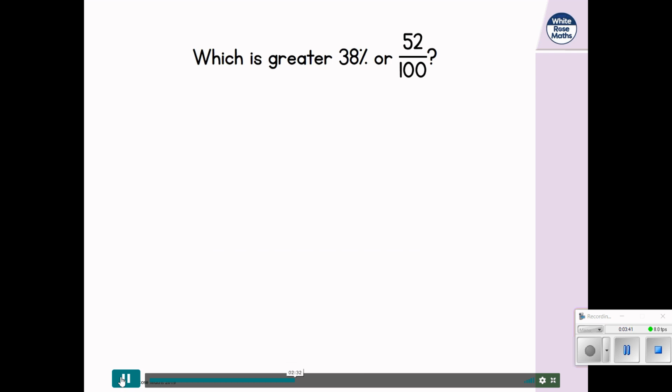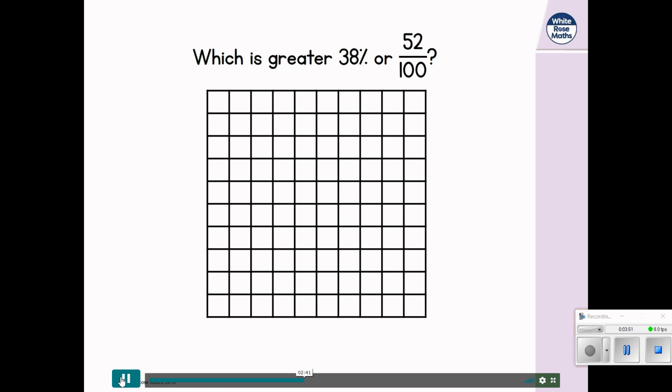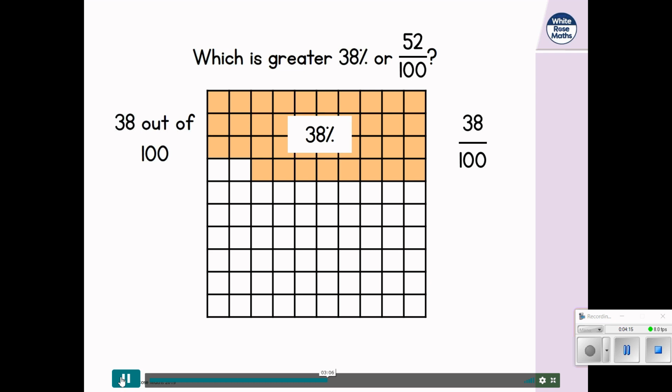Now we're going to answer the question, which is greater, 38% or 52 hundredths? Let's look at a 100 square again. So, to represent 38% on our 100 square, how many squares do we need to shade in? That's right, 38. This is 38 out of 100, which is the same as 38 hundredths. This is 38%.